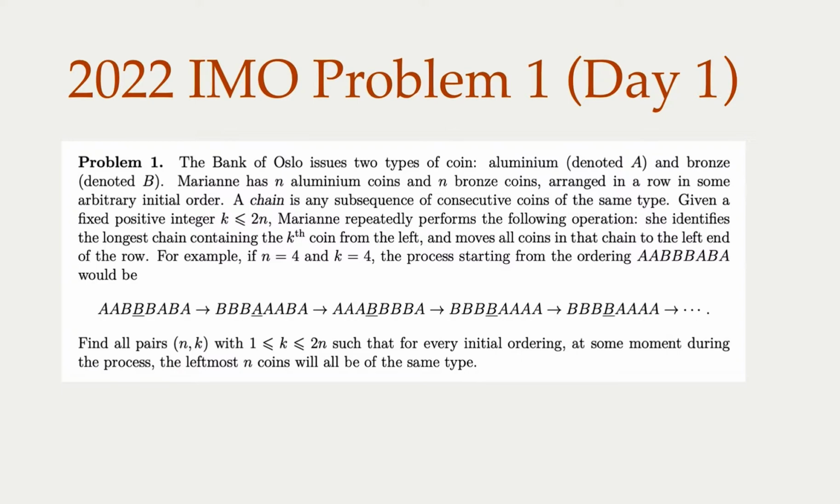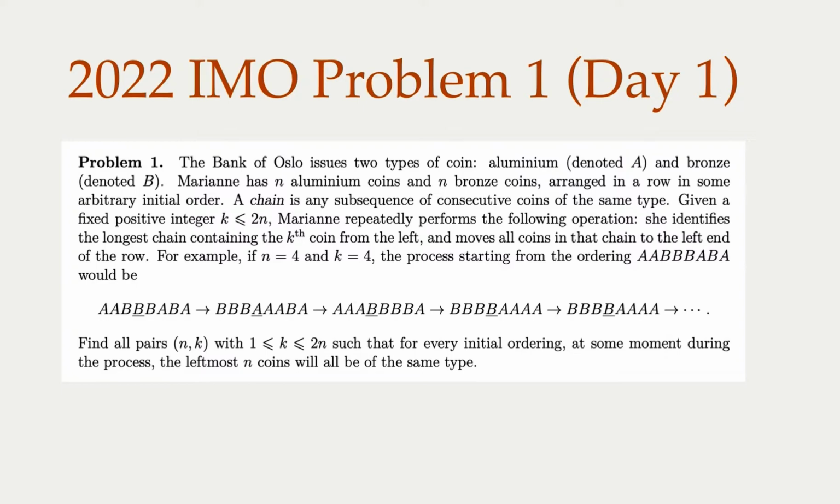The rule of the game is that you always pick the chain that the k-th coin is associated with and move it to the front of the sequence, and you keep going until you end up with coins of the same type sticking together. In other words, n coins of A followed by n coins of B, or vice versa. Of course, you may end up with a looping condition where you're never going to reach this state.